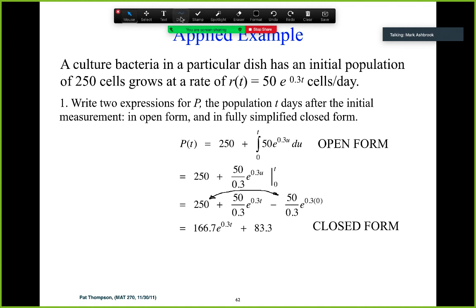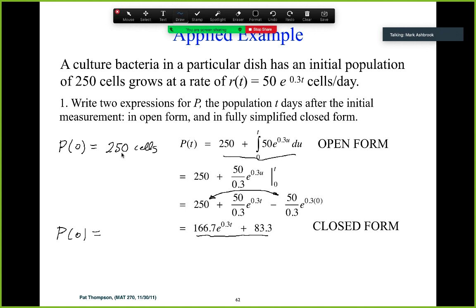Now, if I do P of 0 in the open form, that gives 250 cells. If I do P of 0 in the closed form, what do I get? 250 cells. Do I get 83.3? No, you don't get that, because e to the 0.3 times 0 is 1. Yes, this is the same function in a different form.